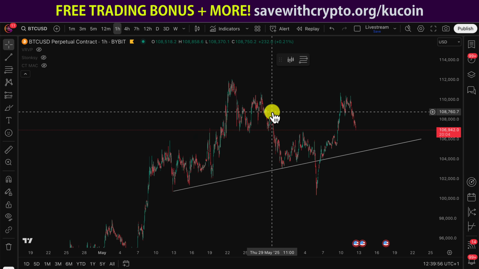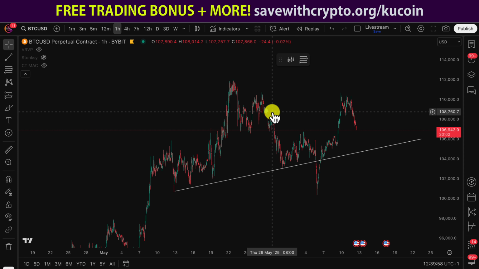Okay, so Bitcoin's having a little bit of a pullback, as is the rest of the market, because of the unsettled conditions in the Middle East. Markets generally don't like uncertainty, and that normally creates a bit of a pullback. So that's what's happening at the moment.